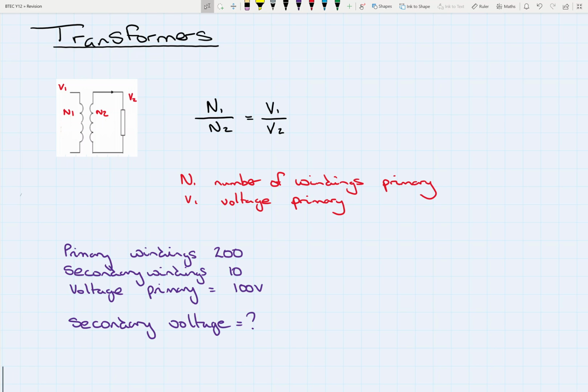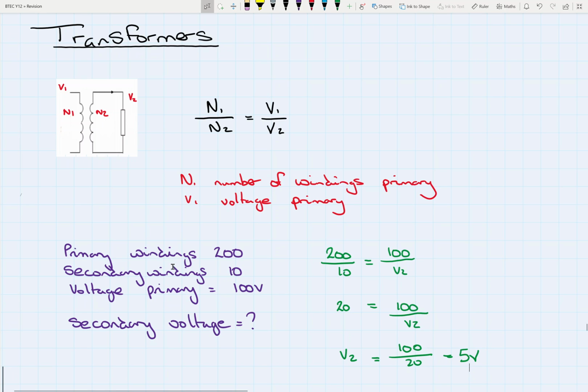Okay, so if we've got 200 windings on the primary, 10 windings on the secondary, we can then put that into the equation. So we have 200 over 10 is equal to 100 over V2, just like that. Okay, so we can do a little bit of rearranging. So we've got 20 is equal to 100 over V2, so we can make V2 the subject of the formula, which gives us 5 volts.